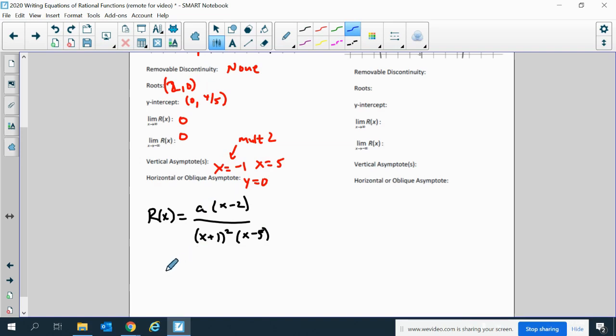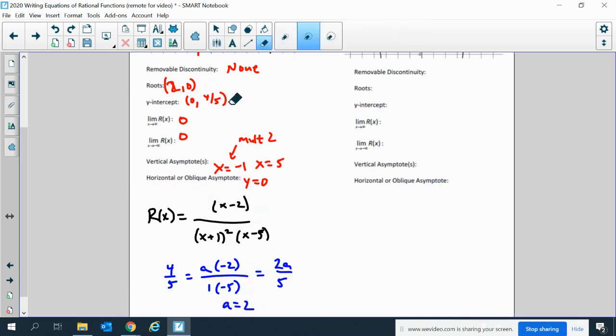So if I substitute in 0, I get 4/5. So 4/5 equals a times negative 2 over 1 times negative 5. So that's 2a over 5. So a has to equal 2 in order for this to work. So a equals 2. And if I check to make sure that my asymptote still works, it does, because the power on the bottom is 3 and the power on the top is 1.